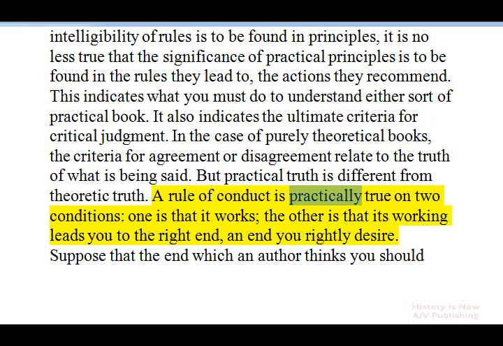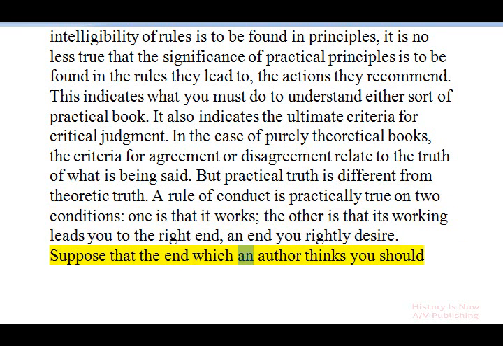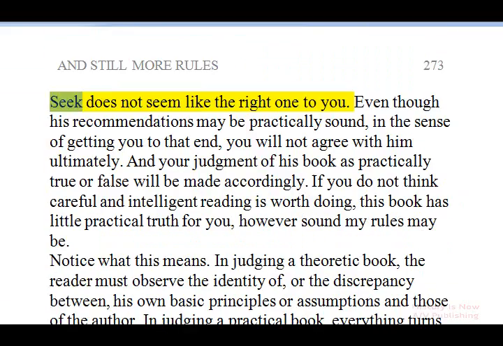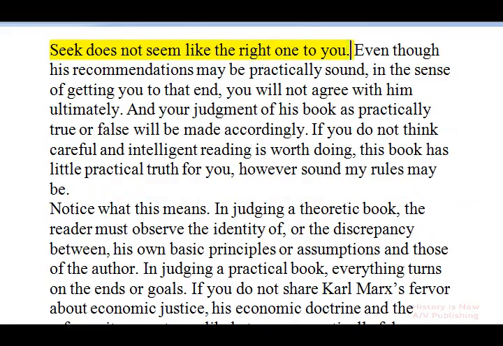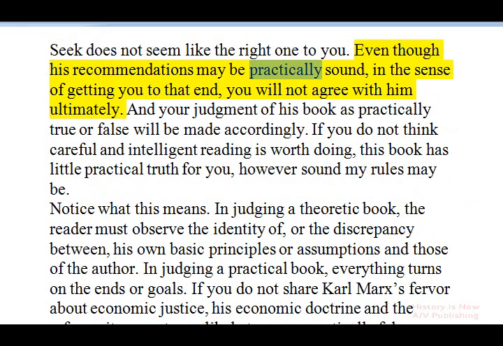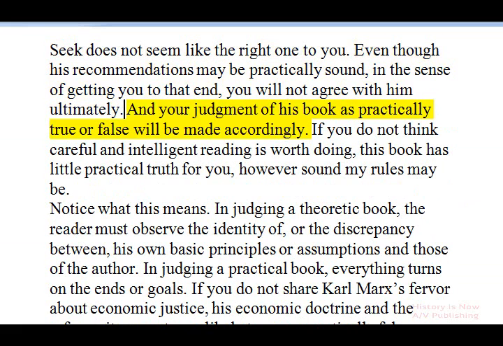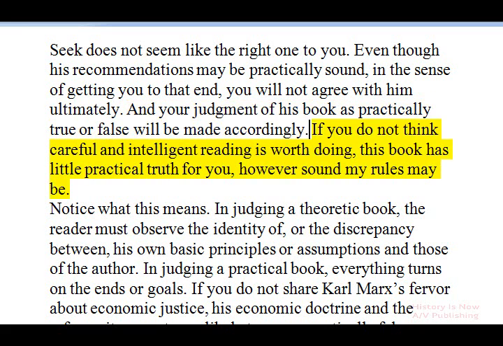A rule of conduct is practically true on two conditions. One is that it works. The other is that its working leads you to the right end, an end you rightly desire. Suppose that the end which an author thinks you should seek does not seem like the right one to you. Even though his recommendations may be practically sound, in the sense of getting you to that end, you will not agree with him ultimately. And your judgment of his book as practically true or false will be made accordingly. If you do not think careful and intelligent reading is worth doing, this book has little practical truth for you, however sound my rules may be.